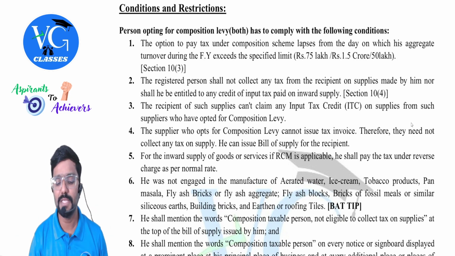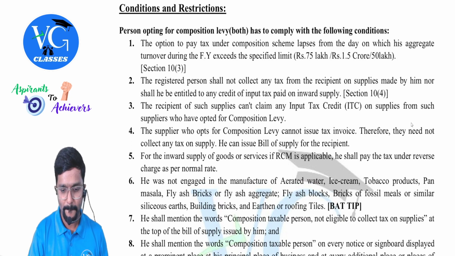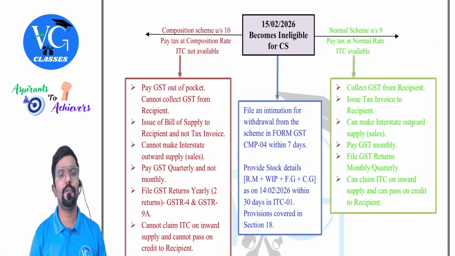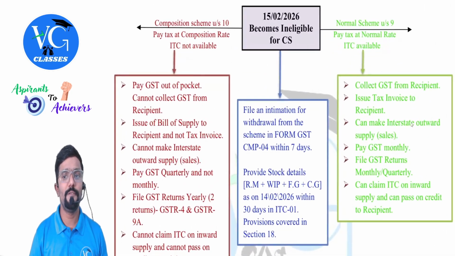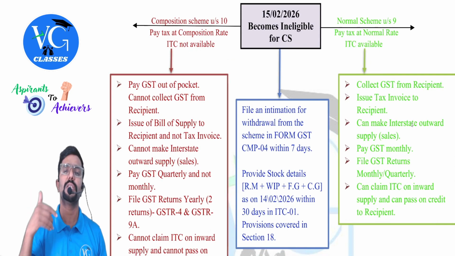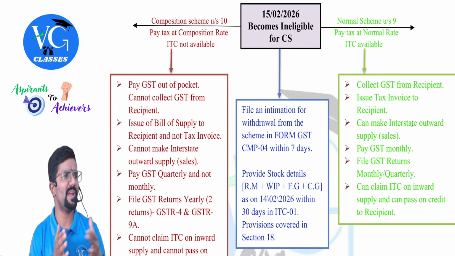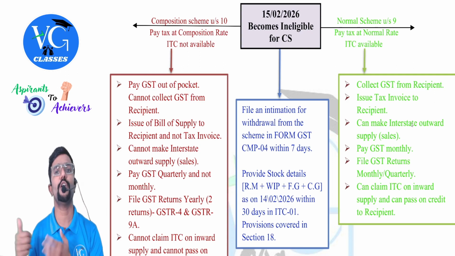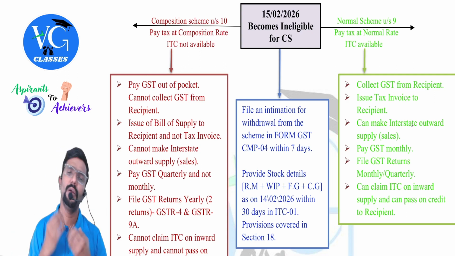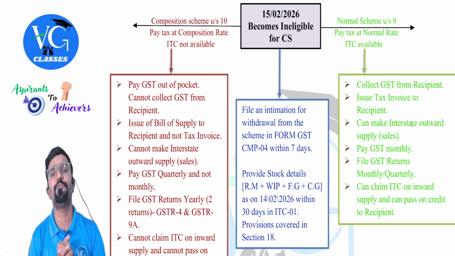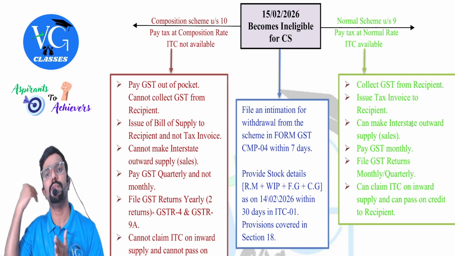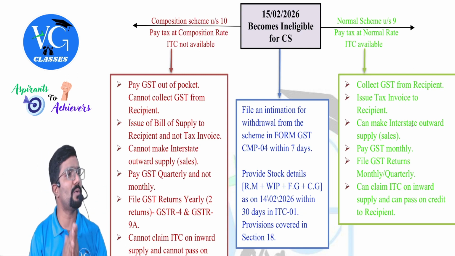For example, I will just explain, listen here. Assume on 15th February, my turnover crossed the threshold limit. Whatever is applicable for me, either 1.5 crore, or if I am from special states, 75 lakh, or if I am following 10.2a, then 50 lakh. My turnover crossed the limits on 15th February. Immediately on the same day, should I go to section 9? Yes.